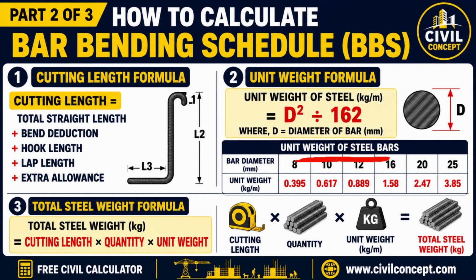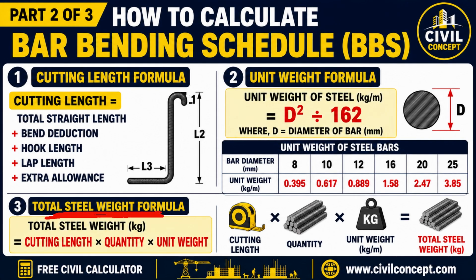Similarly, the unit weights of common steel bars are 8 millimeters equals 0.395 kilograms per meter, 10 millimeters equals 0.617 kilograms per meter, 12 millimeters equals 0.889 kilograms per meter, 16 millimeters equals 1.58 kilograms per meter, 20 millimeters equals 2.47 kilograms per meter, 25 millimeters equals 3.85 kilograms per meter.